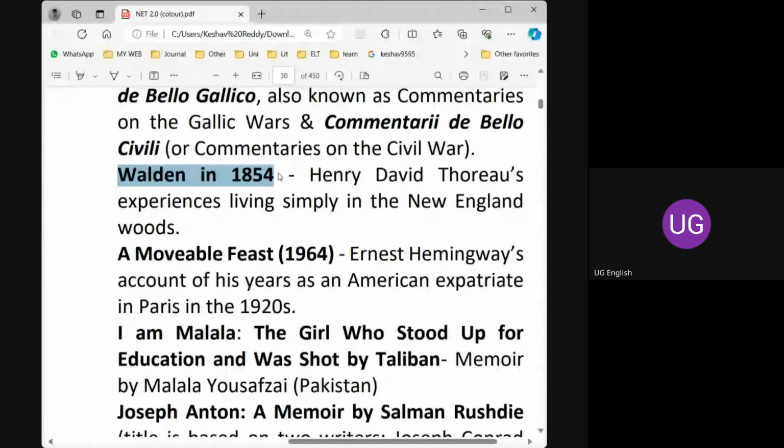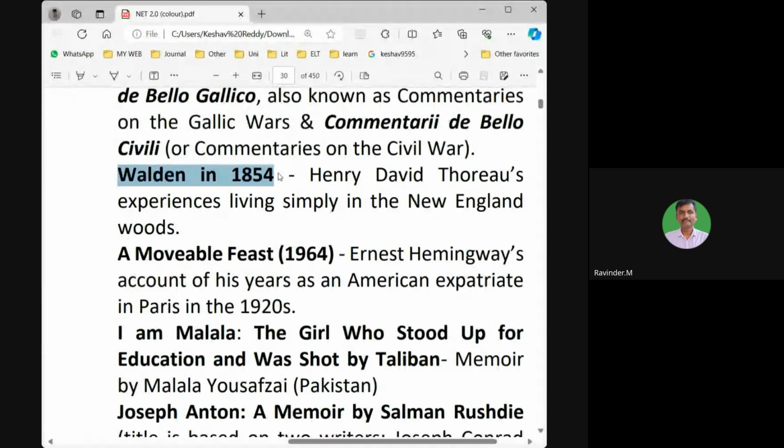Walden is a very important work. Walden is a pond. It's a lake. No one is using the chat box. Okay. It's a very famous American writing.